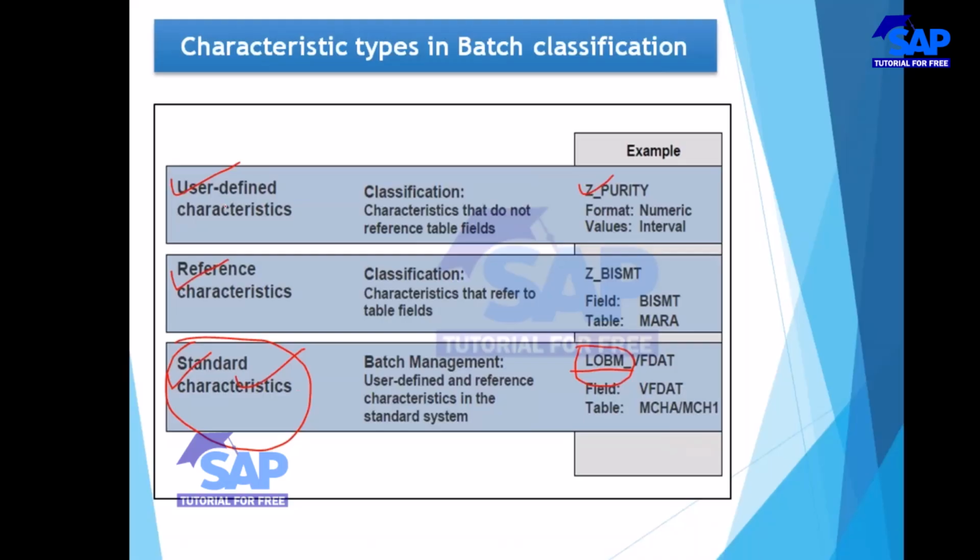Now we can create our own characteristics, which I have shown you already with transaction CT04. You can create your own characteristic. Now the reference characteristics means here the value of the characteristic will get picked up automatically from the tables. So here you need not enter the value of the characteristic. That is called reference characteristics. Okay, I'll show you that.